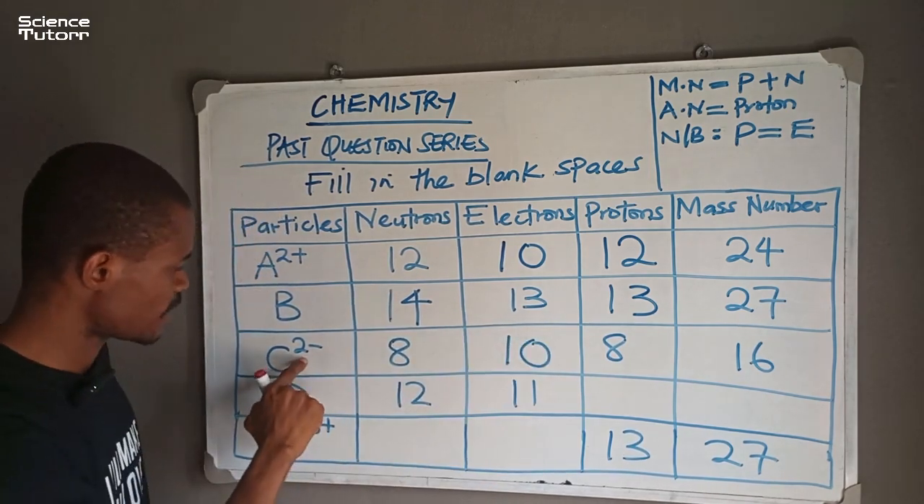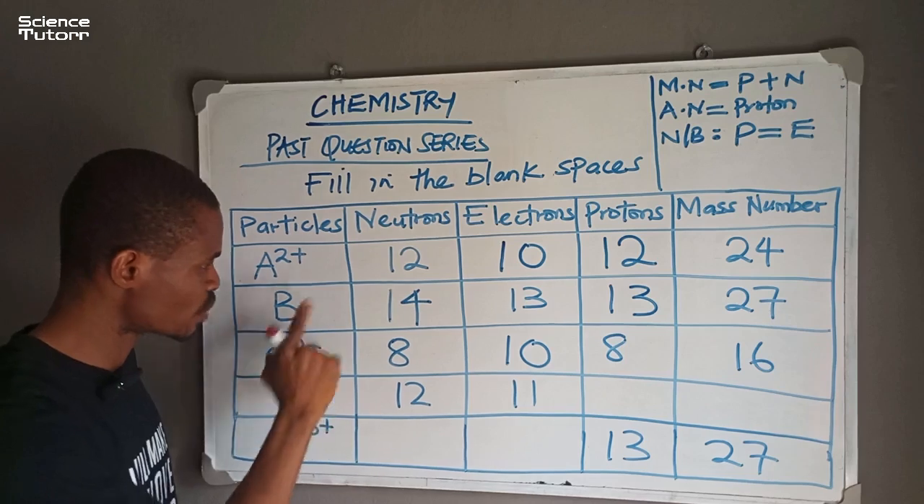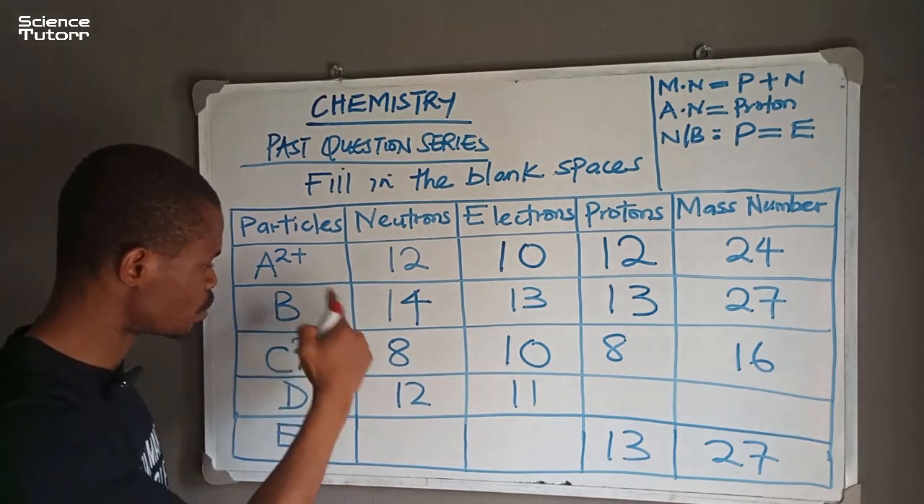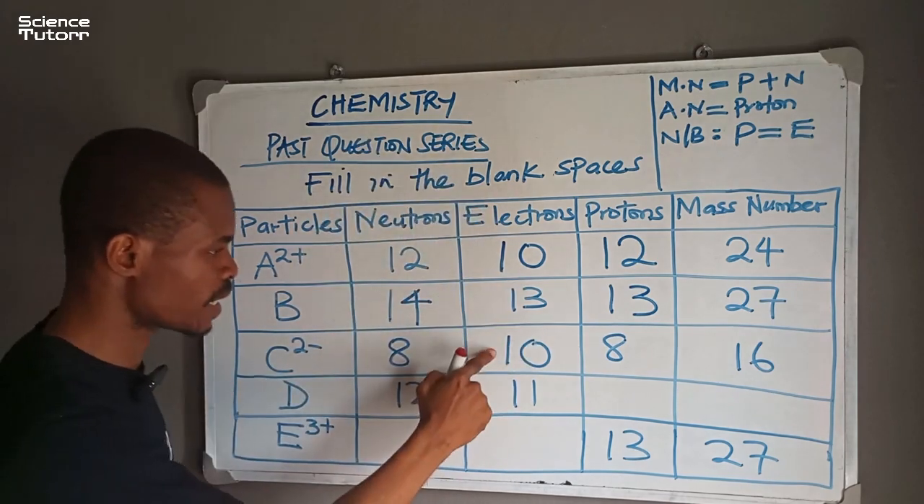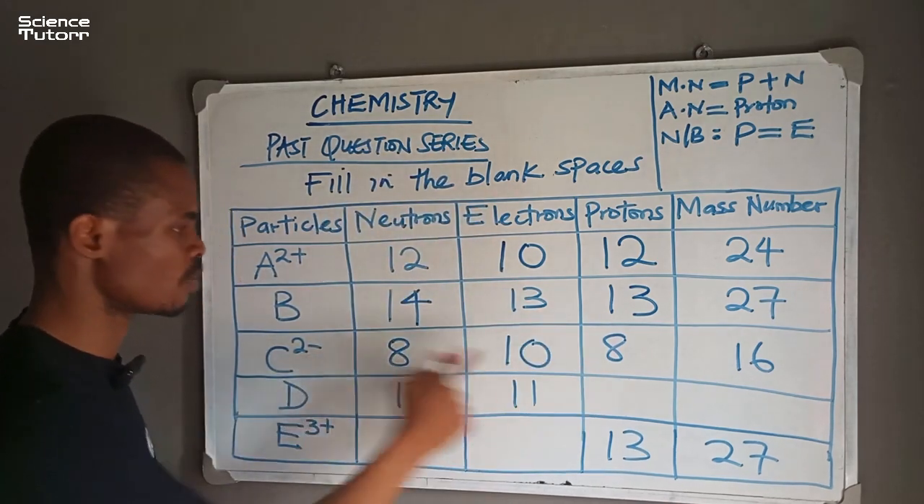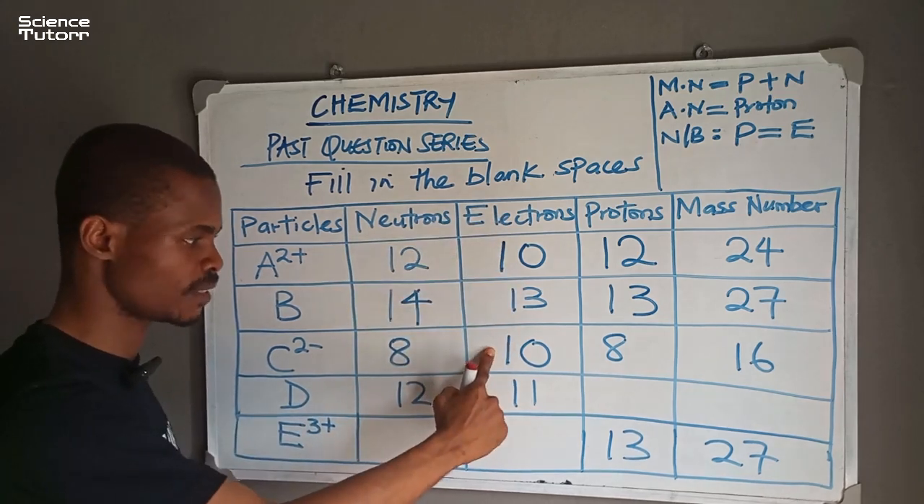Why? It accepts 2 extra electrons. It accepts 2 electrons. So 8 plus 2 making 10, it has added 2 more. That is why we have electrons to be 10 in this case.